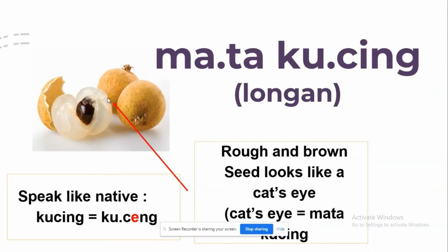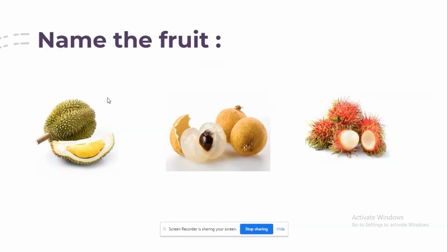The third will be mata kucing. This fruit's outer layer is rough and brown, and the seed looks like a cat's eye. In Malay we call the cat's eye mata kucing. That is why we call this fruit mata kucing. Now I have some quizzes for you. Could you guys name the fruit?